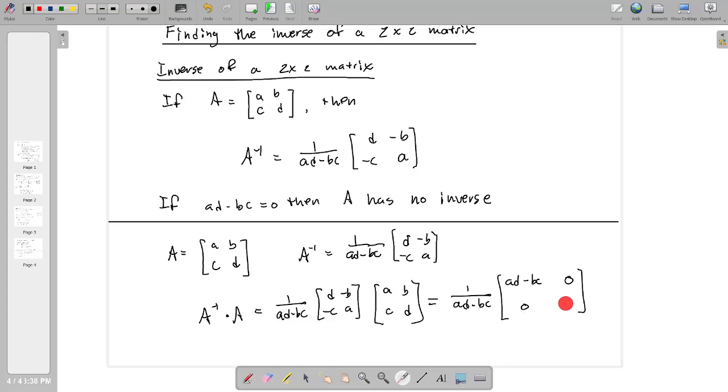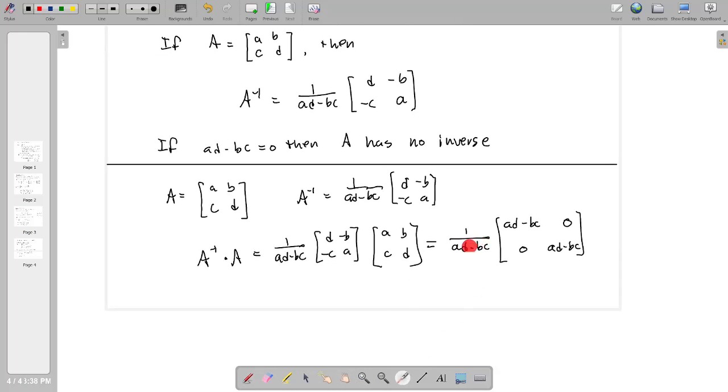And then second row, second column, will be the second row times the second column here. Negative C times B is negative BC plus A times D. So again, we get AD minus BC. As you can see, when we multiply this in, it will cancel out with my 1 over AD minus BC here, and we'll just be left with 1s in those locations. So we get the identity, the 2x2 identity.